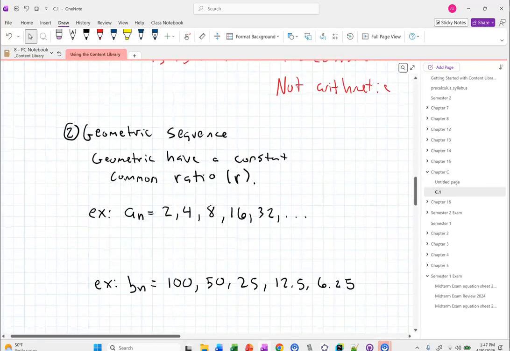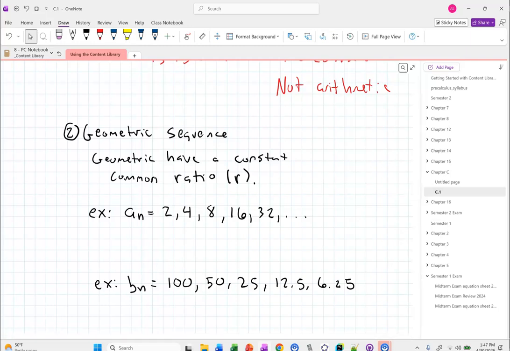Okay. The other type of sequence that we'll talk about here in the beginning is a geometric sequence. So geometric sequences have a constant common ratio that we call R. So for an arithmetic sequence, we're going to be adding between the terms. For a geometric sequence, we're going to look for multiplication between the terms. I notice that if I take the previous term and multiply by 2, I get the next term. That tells me in this case my R is 2. So this would be geometric.